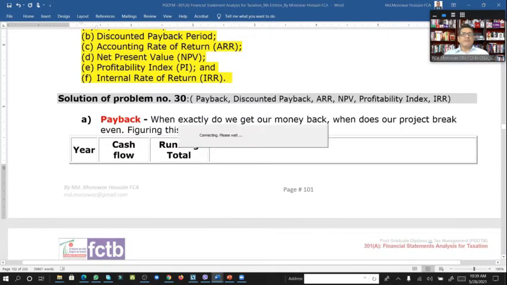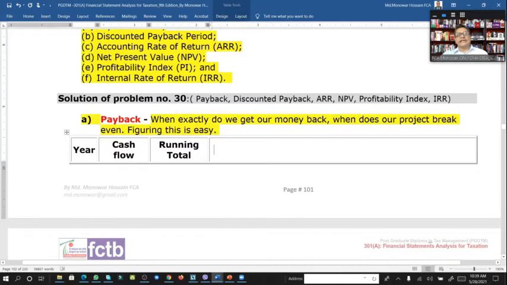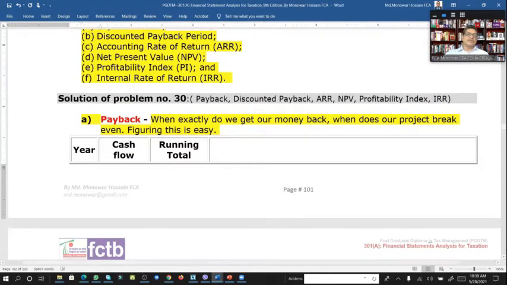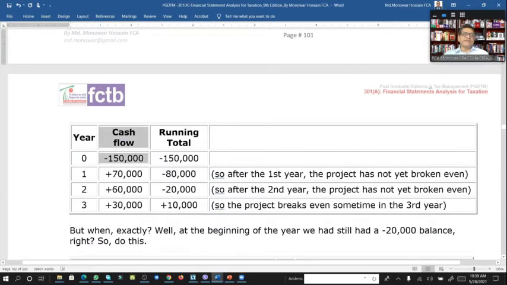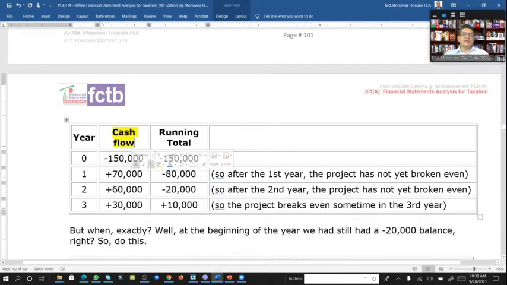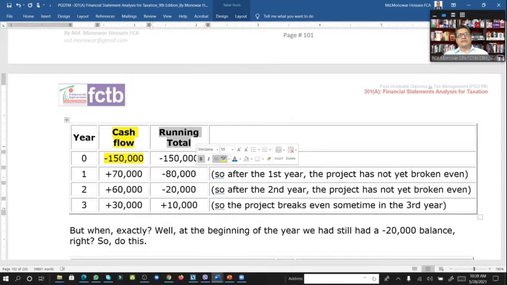So payback means, when exactly do we get our money back? When does our project break even? Figuring this out is easy, so it is very easy to calculate. This is the cash flow as given in our box in the question. In year 0, there is a 1,50,000 outflow. Here we have to include another column, the running total. In year 0 it is 1,50,000.